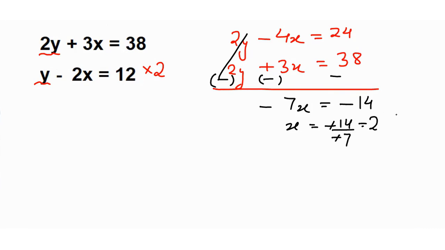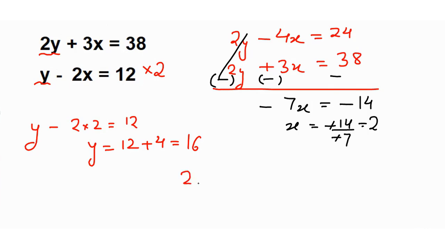Now we'll put this value x as 2 in one of these equations. Second one will be easier calculation wise. So y minus 2 into 2 is equal to 12. So y will be equal to 12 plus 4. That is equal to 16. So the solution for this is (2, 16), where x is 2 and y is 16. This is the answer by elimination method.